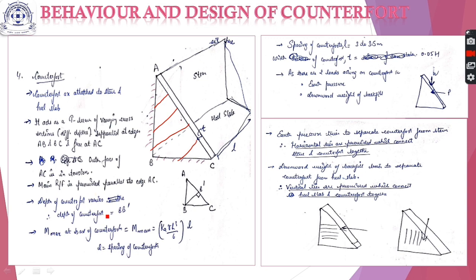of your counterfort. The maximum moment at the base of the counterfort will be Ka gamma h cube upon 6, as in the case of the stem, into L. We are taking L here because we know the distance: this is one counterfort, this is the second counterfort. The spacing is known to us. Previously we were taking L to be 1 meter because we were calculating moments in kilonewton meter per meter length of the wall. Now this length is known, that is the spacing of counterforts. So the maximum moment at the base is this.